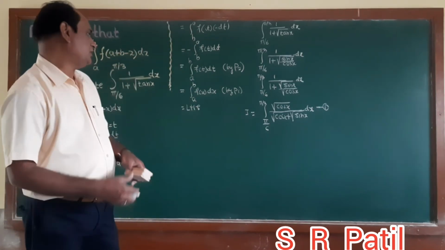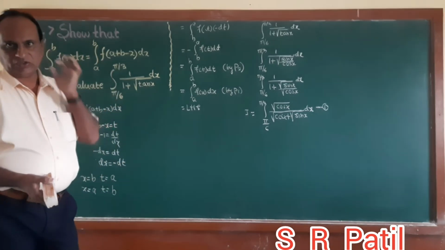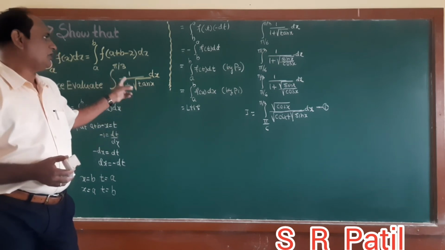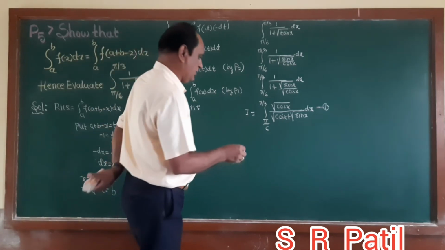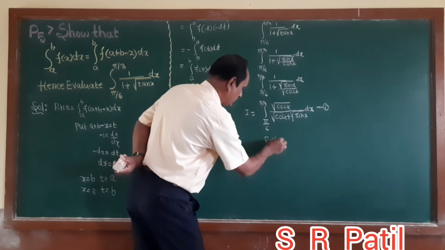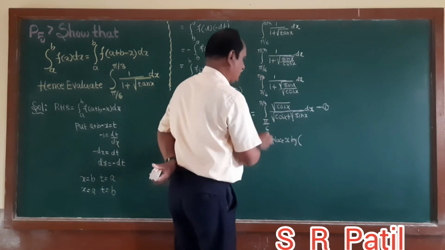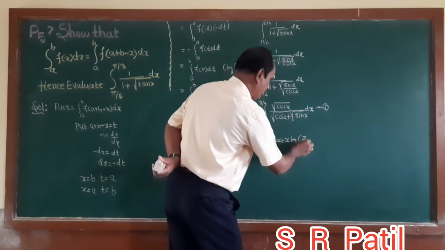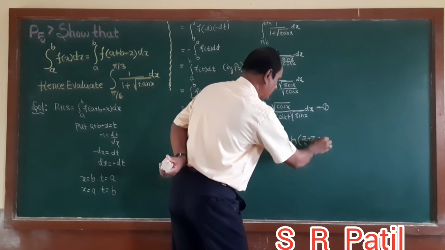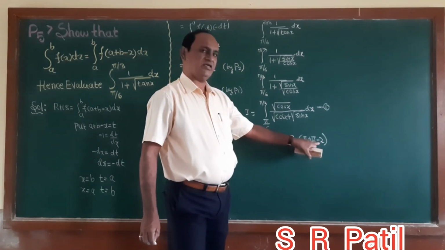And then by using the property, replace x by the lower limit plus the upper limit minus x. Replace x by lower limit, that is pi by 6, plus upper limit, that is pi by 3, minus x. So pi by 6 plus pi by 3 minus x is the replacement.